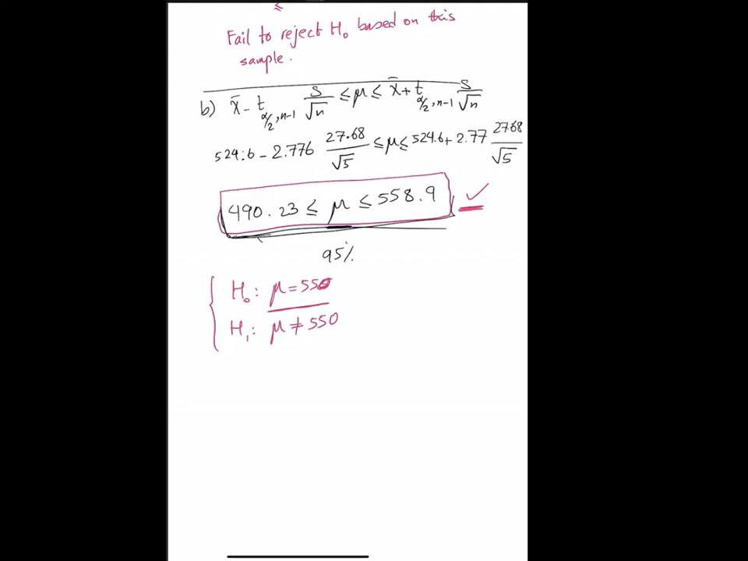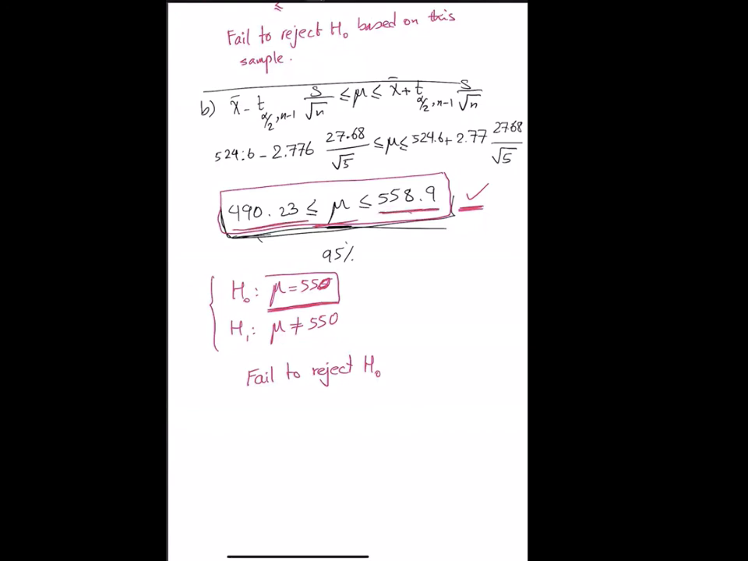Let me look at the chat this time. Okay. Everyone agrees with the conclusion? So we still fail to reject the null hypothesis. Why? Because the hypothesized mean, mu equals 550 tons that we want to look at, falls in this interval that we have constructed, falls between 490 and 558.